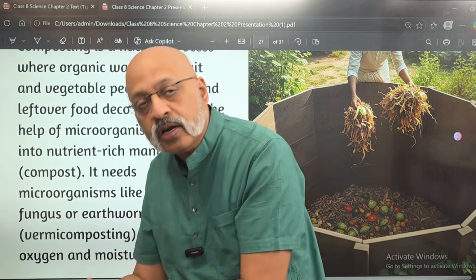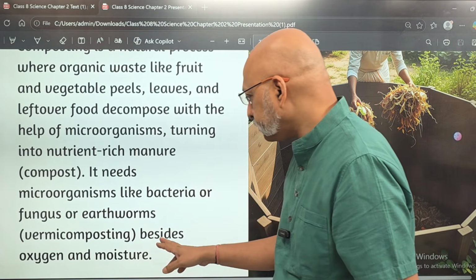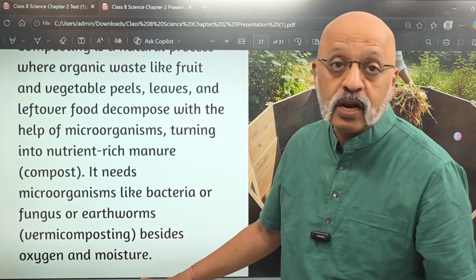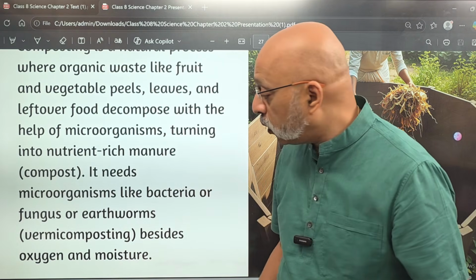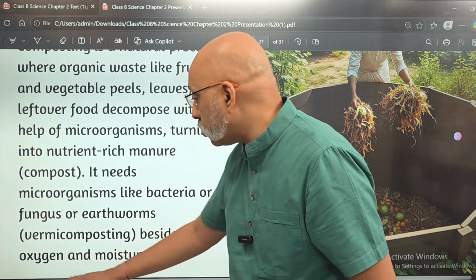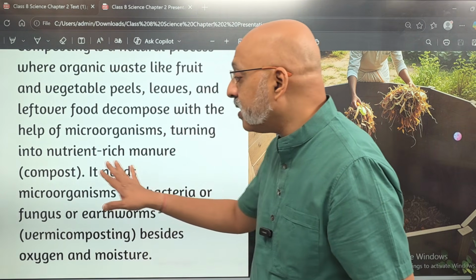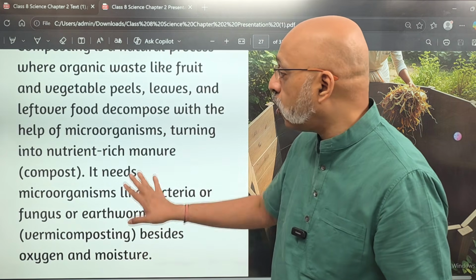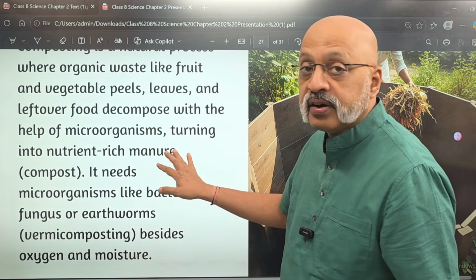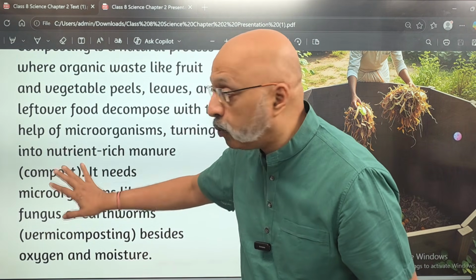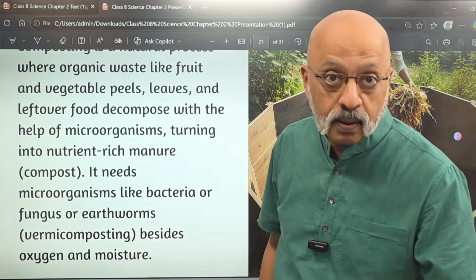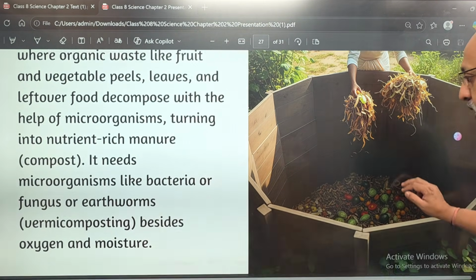Vermicomposting is a type of composting. Besides oxygen and moisture, what are the things that you need? You need moisture, you need oxygen, you need either bacteria, fungus, or earthworms in order to prepare the nutrient-rich manure, which is known as compost. The process is known as composting. I hope this is clear to you.